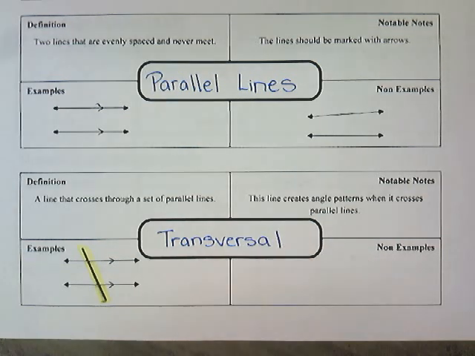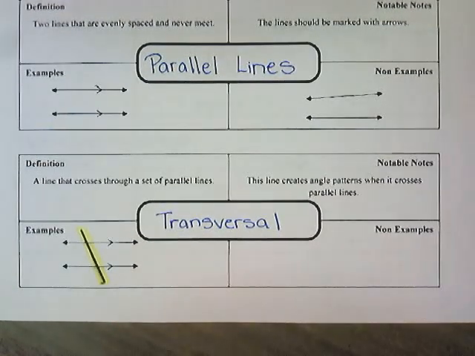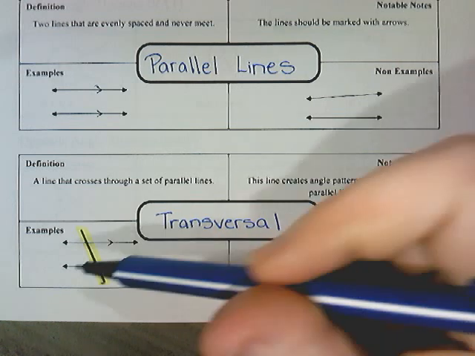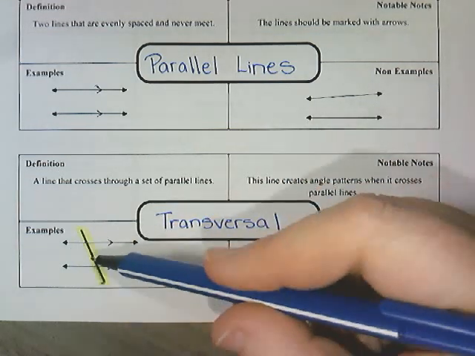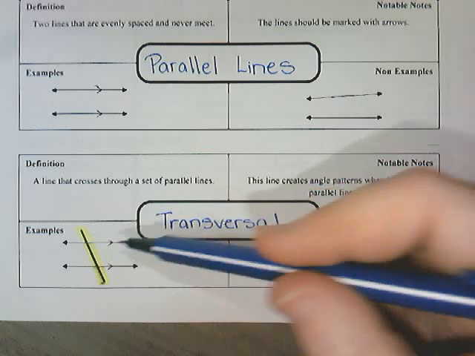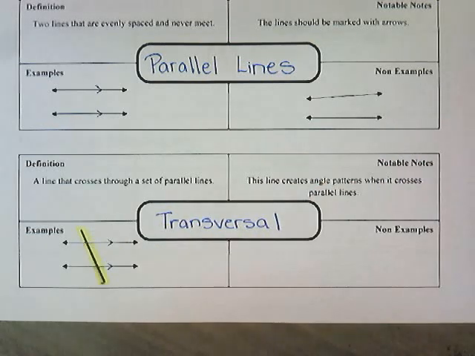So to transverse something is to cross something. So a transversal crosses a set of parallel lines. And when it crosses a set of parallel lines, it creates angles that are equal, right? It creates three different angle patterns that we will be talking about in the next part of our lesson. So that's it for our angle vocabulary. In the next video, we will take a look at some angle theorems.